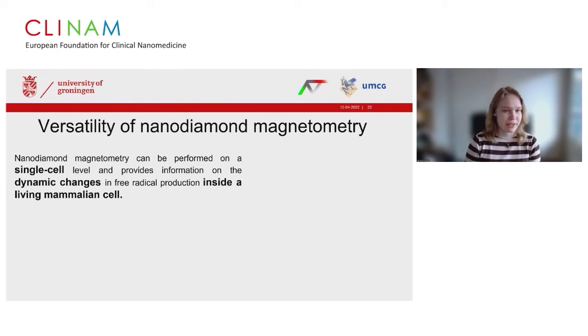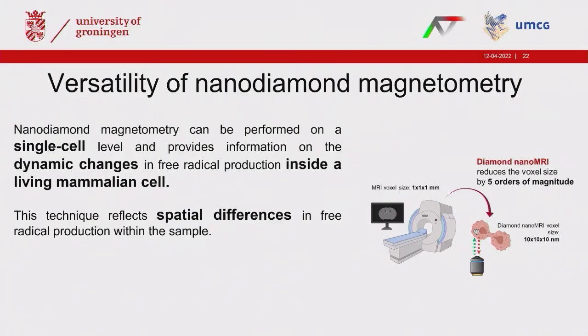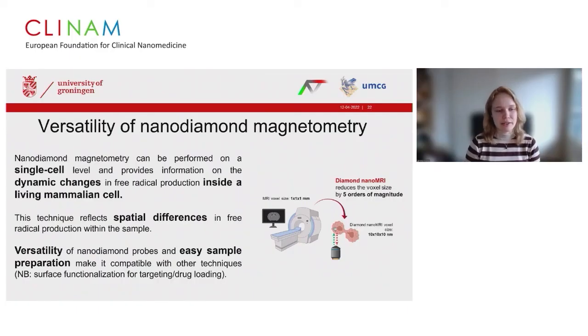To sum up, our method can indeed be performed on a single cell level. It gives you information on the dynamics of the free radical production inside a living mammalian cell on a very small scale. It can reflect the spatial differences in the free radical production in the sample. And these nanodiamond probes are very versatile and the sample preparation is very easy. The surface of the probes can also be functionalized with either targeting moieties or the drugs. My colleagues have, for example, recently published a paper where the diamonds were conjugated with virus particles and the changes in free radical load were tracked during the viral infection of the mammalian cells.